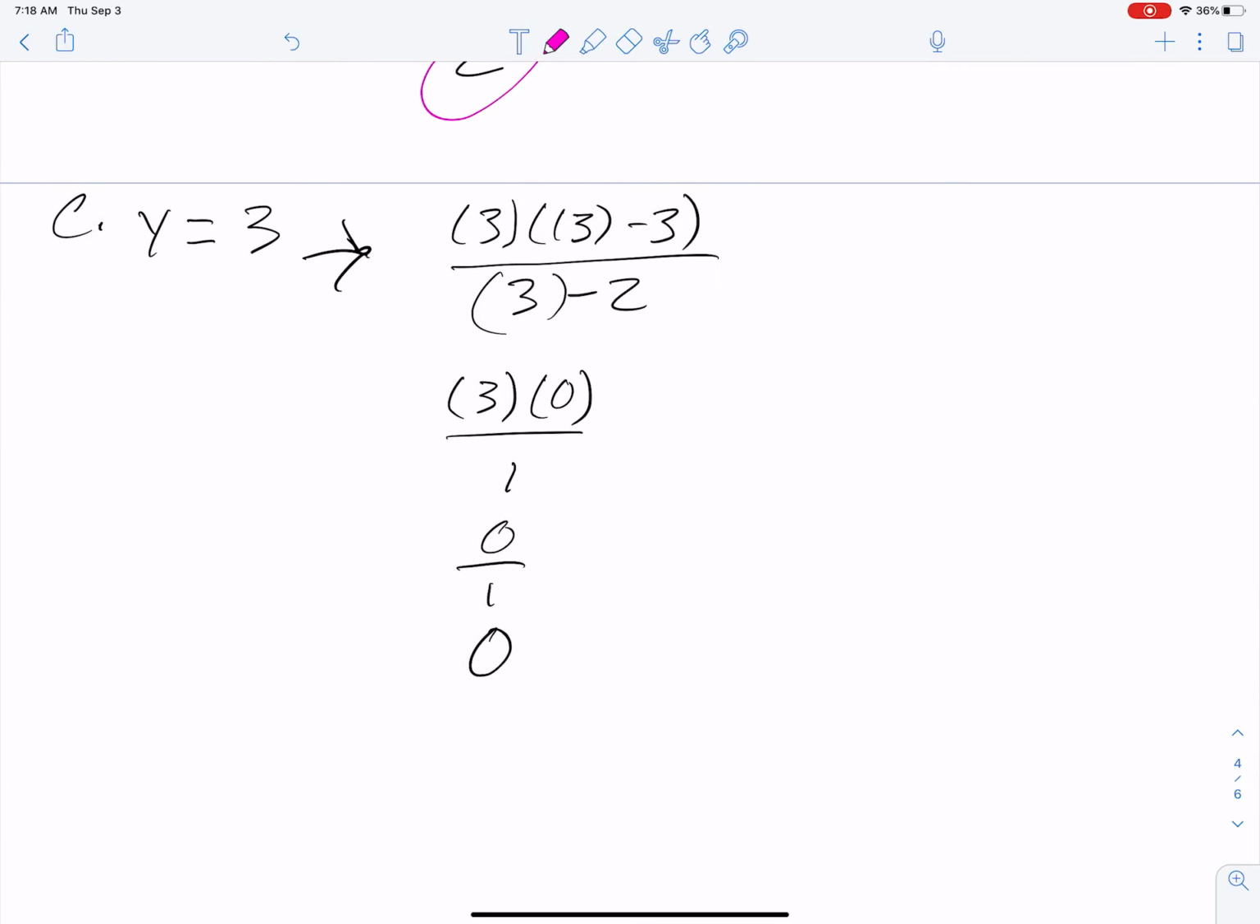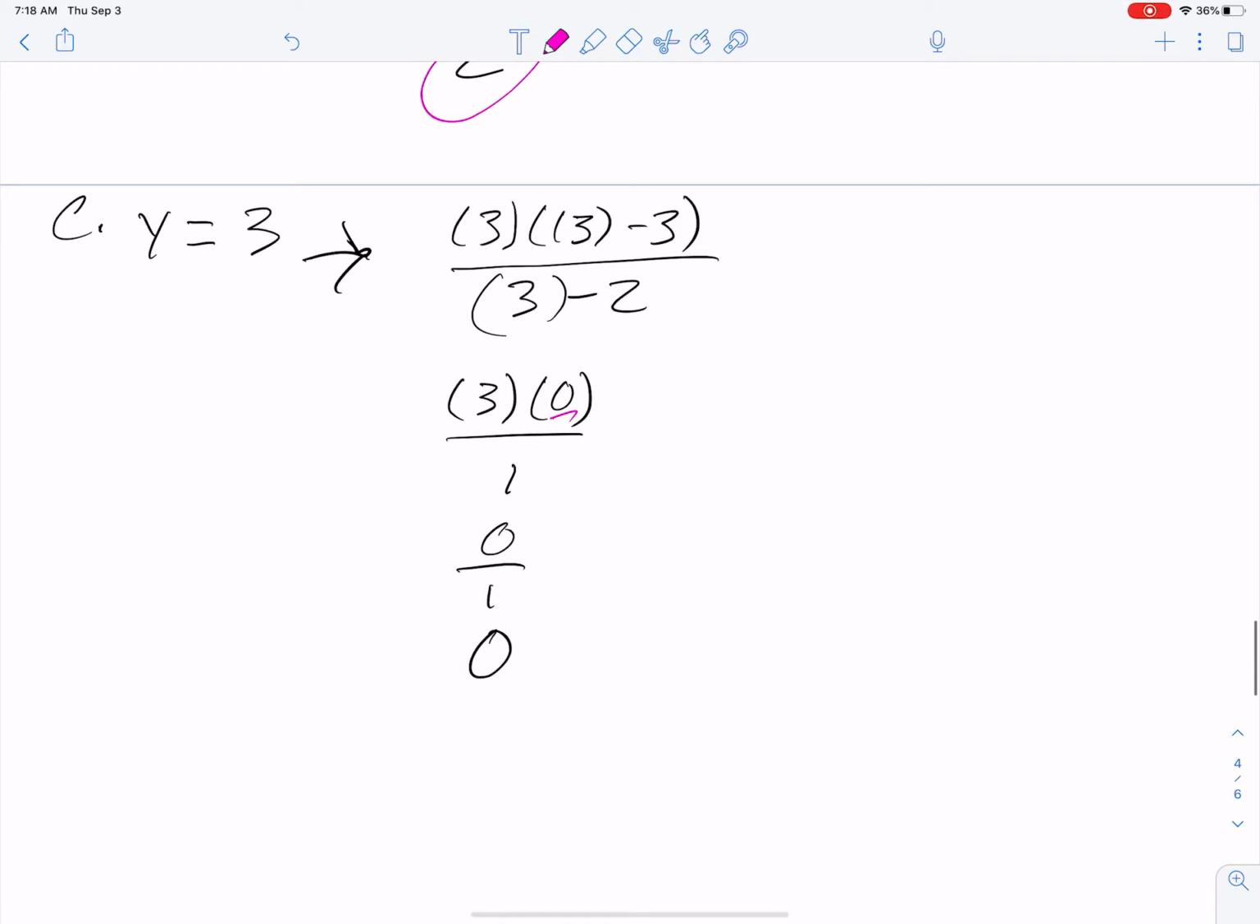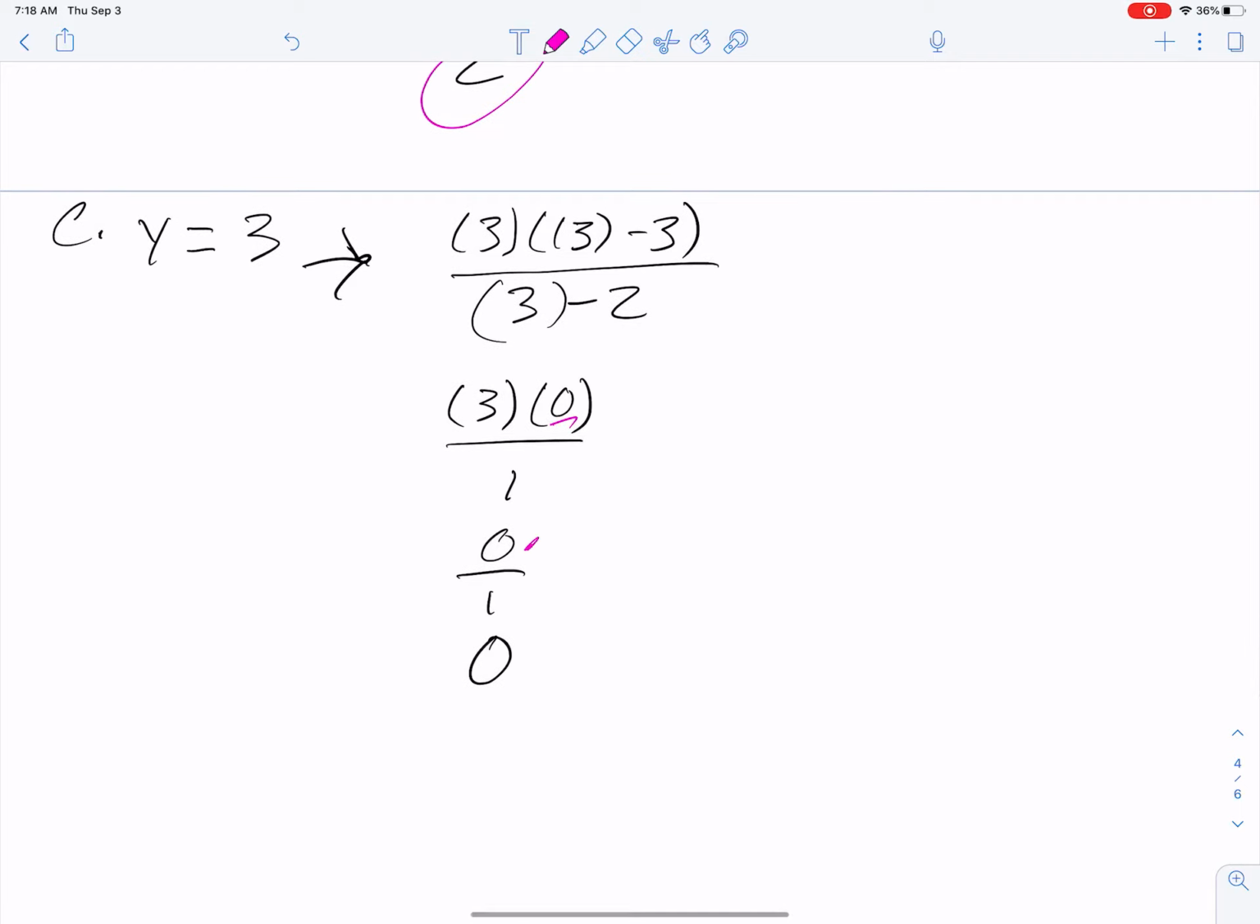C. 3 minus 3 gets me 0. 3 times 3 gets me 0. 3 minus 2 would get me 1. 0 divided by 1 is 0. And the problem is complete.